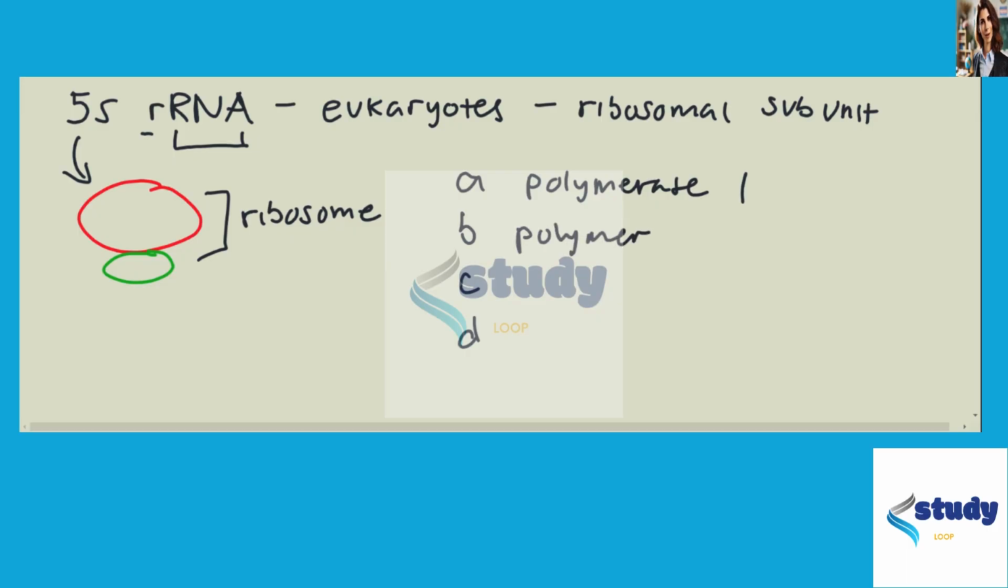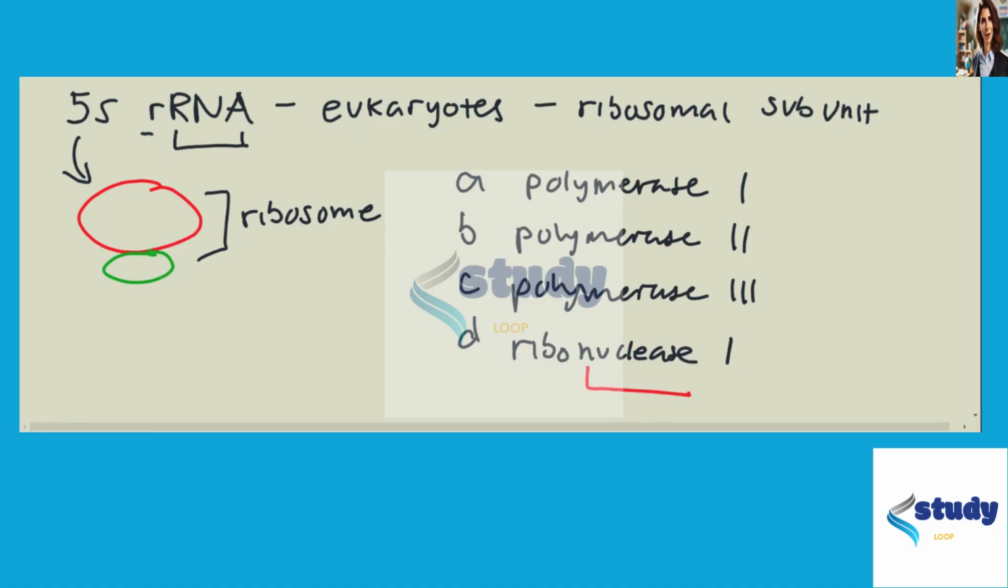So we have four different choices. We have polymerase 1, polymerase 2, polymerase 3, and finally we have a ribonuclease 1. First off, let's start with answer D.